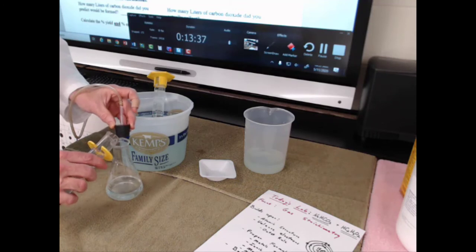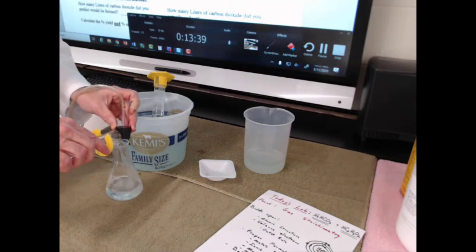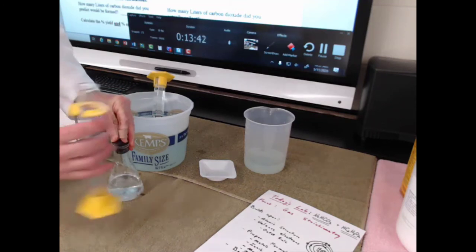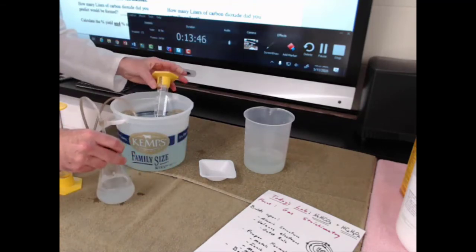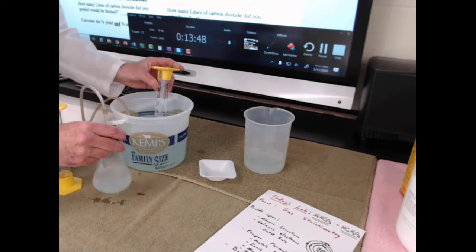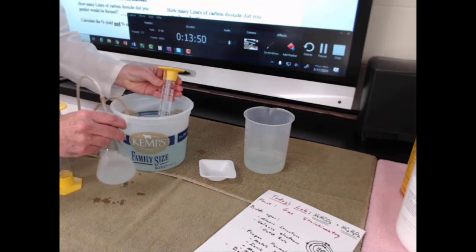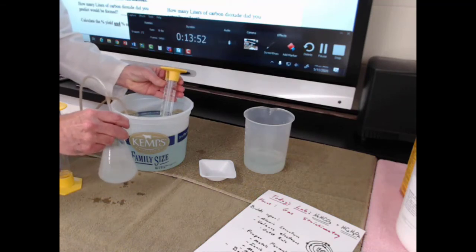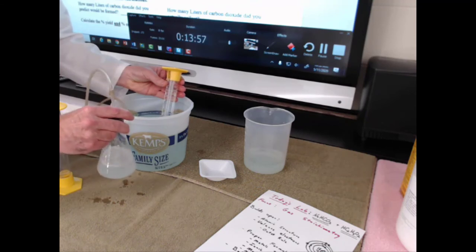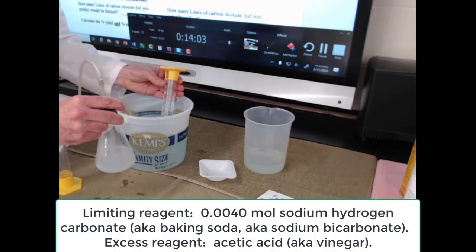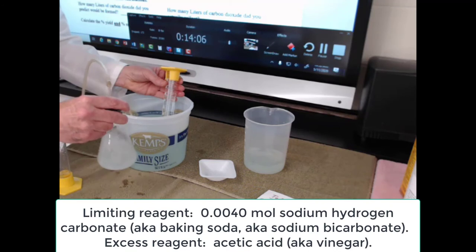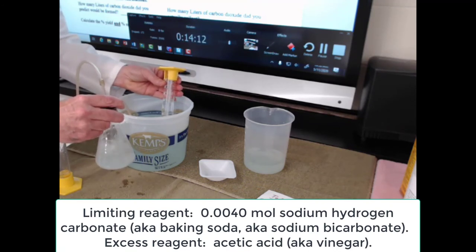All right, are you ready? On your mark, get set, go. Okay. And there she goes. Bubbles are going up in there. Come on, bubbles. And I'm going to wait for the bubbles to slow down. That means I've run out of something. The reaction stops at that point. Now, it could be that I've added enough vinegar that it'll go all the way to 89.6 milliliters, and it'll stop right there.